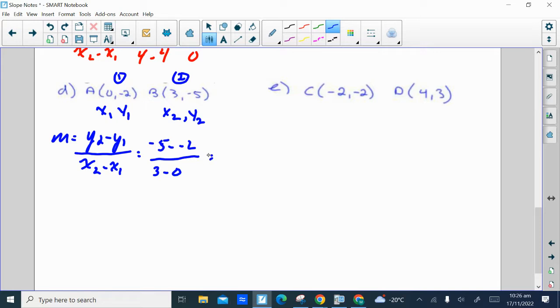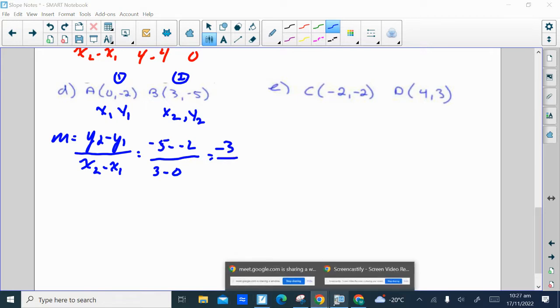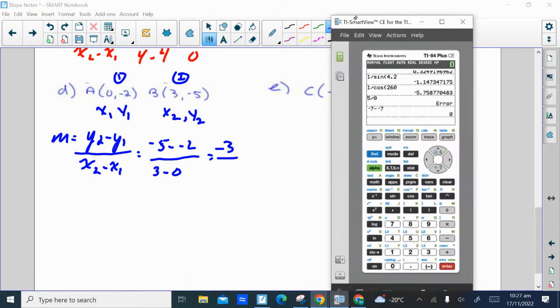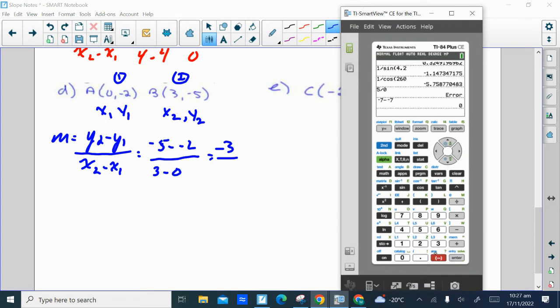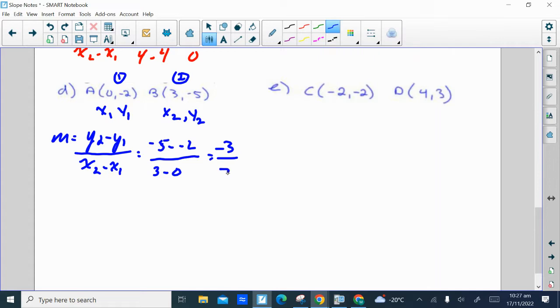Again, a minus minus becomes a plus positive. Negative 5 minus negative 2 becomes negative 5 plus 2, which is negative 3. And again, you can do that on your calculator exactly the way it's written, and it'll give you the right answer. Negative 5 take away negative 2 is negative 3. On the bottom, 3 take away 0 is positive 3. And negative 3 divided by positive 3 is negative 1. That's the slope of that line.